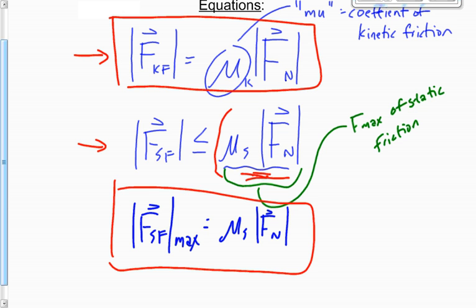So I don't necessarily have $30 in my wallet. I might have 15 or 12 or 29, but I can't have more than 30. This side here is the maximum force. It's less than or equal to the maximum force. We can calculate the maximum force by just setting the maximum force equal to that side.